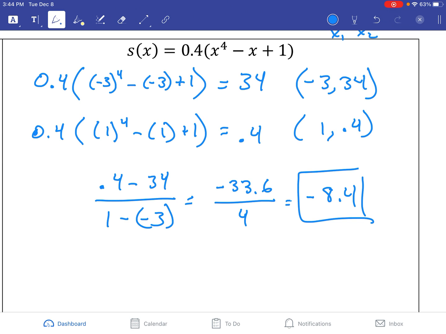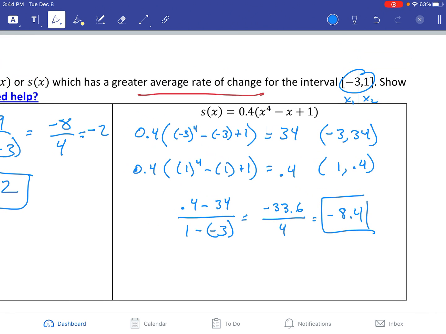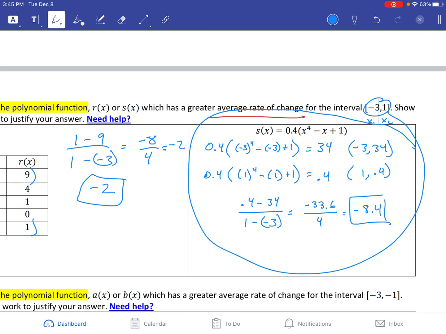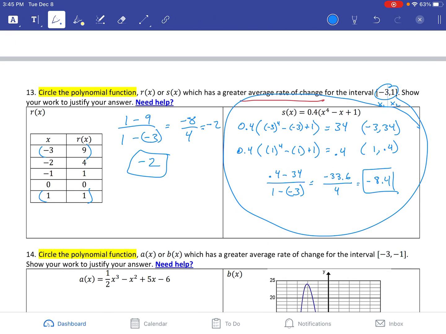So we're looking at the two rate of changes. We want to know which one is steeper. We don't care about the size of the number. We want to know which one's steeper. Okay, so -8.4 over 1 is going to be a steeper slope than -2 over 1. So that is going to be our greater average rate of change.